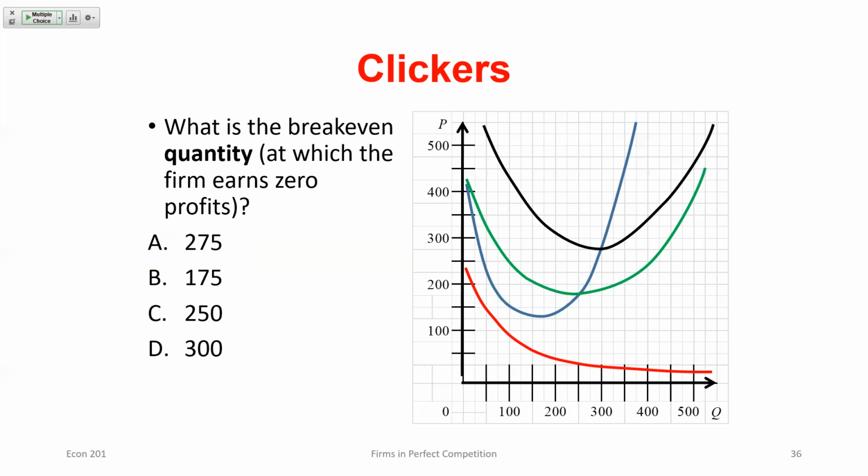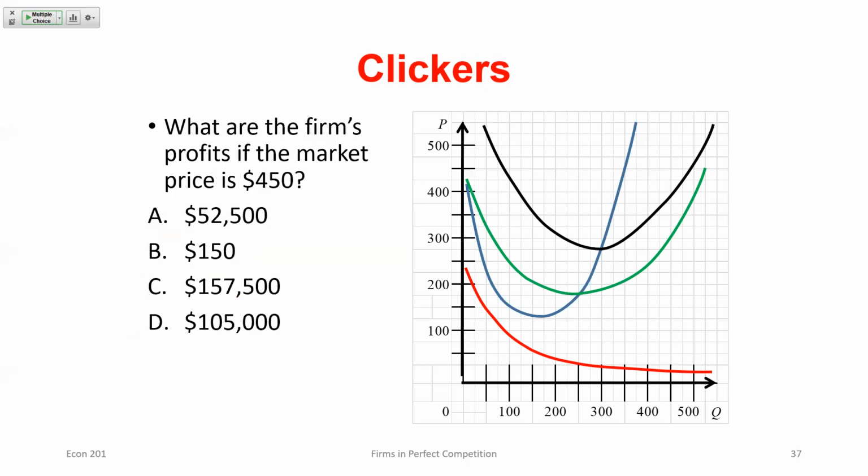So I think we already did this one, right? What quantity would be where firms earn 0 profits? We already determined that was 300 earlier. And then what would profits be if my price was $450?